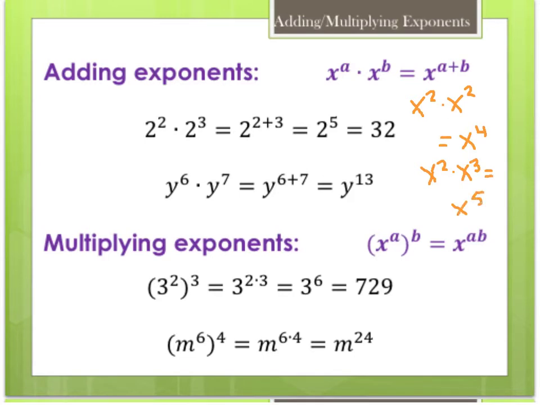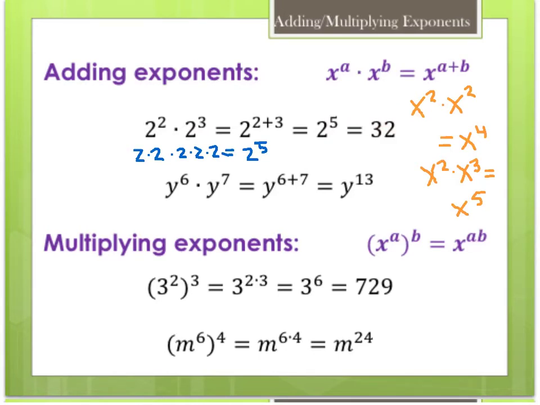Now, if it's hard for you to kind of visualize this, I want you to imagine, like here, 2 squared times 2 cubed, it's the same as saying 2 squared means 2 times 2, right? And then 2 cubed means 2 times 2 times 2. Well, I want you to count it up. How many 2's do I have? I have 1, 2, 3, 4, 5. So if I have 5 2's, that means that's 2 to the power of 5. Now, instead of doing that long process, I can just add the exponents. So 2 squared times 2 cubed, I add 2 and 3, and I get 5, which simplified is 32.